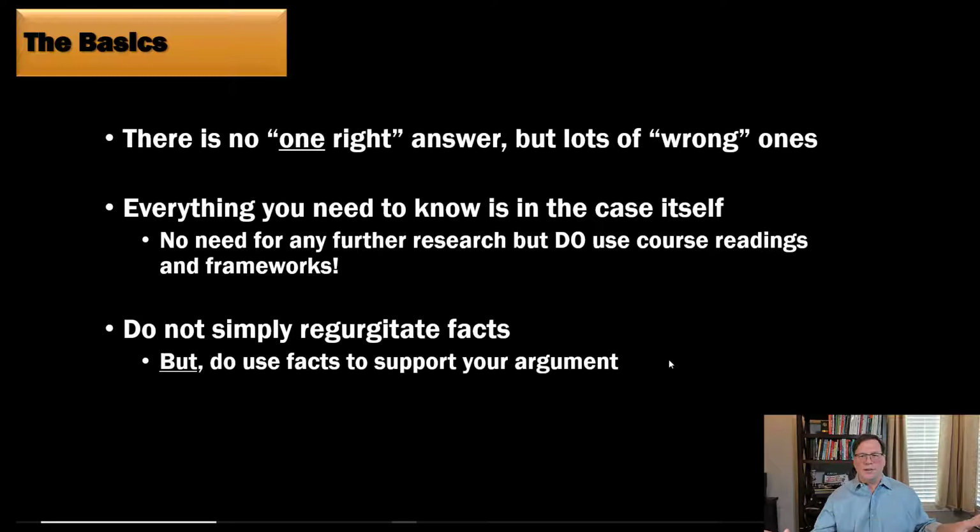Everything, literally everything you need to know about the situation is in the case. So you're actually not allowed to go out and do secondary research or introduce secondary information. So you can't go Google information about the company and find out, well, what did the company do? Because that's absolutely, totally irrelevant to what your task is at hand. You want to stick to the information in the case. Just what's in the case is all you want to focus on.